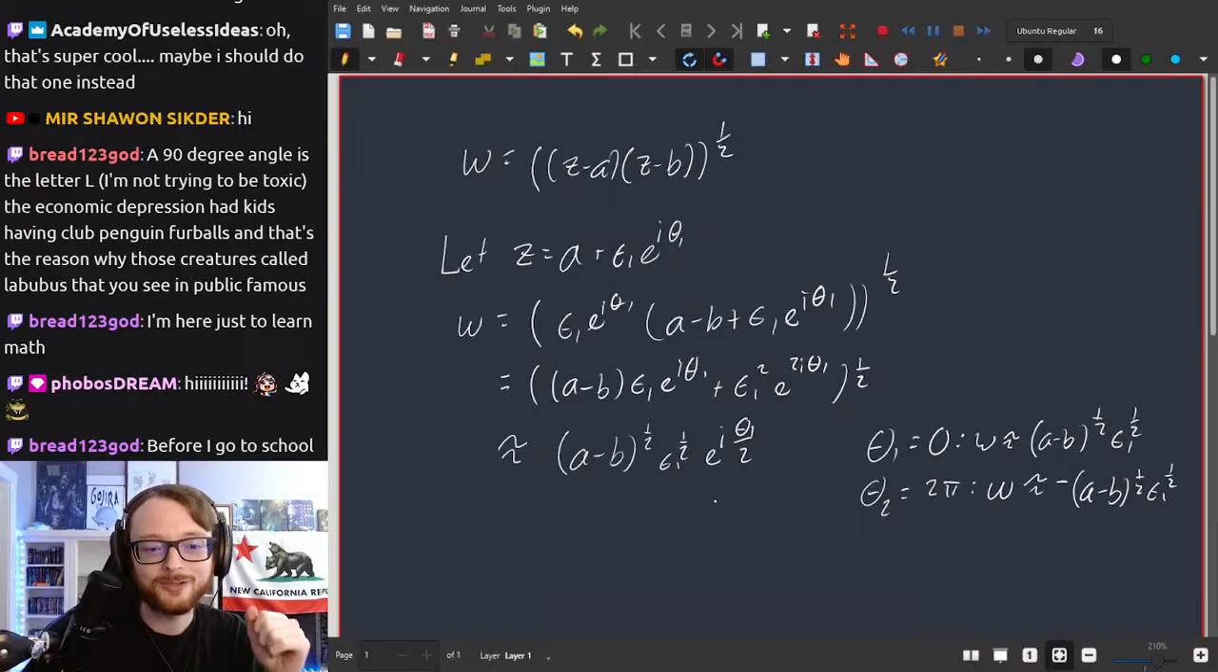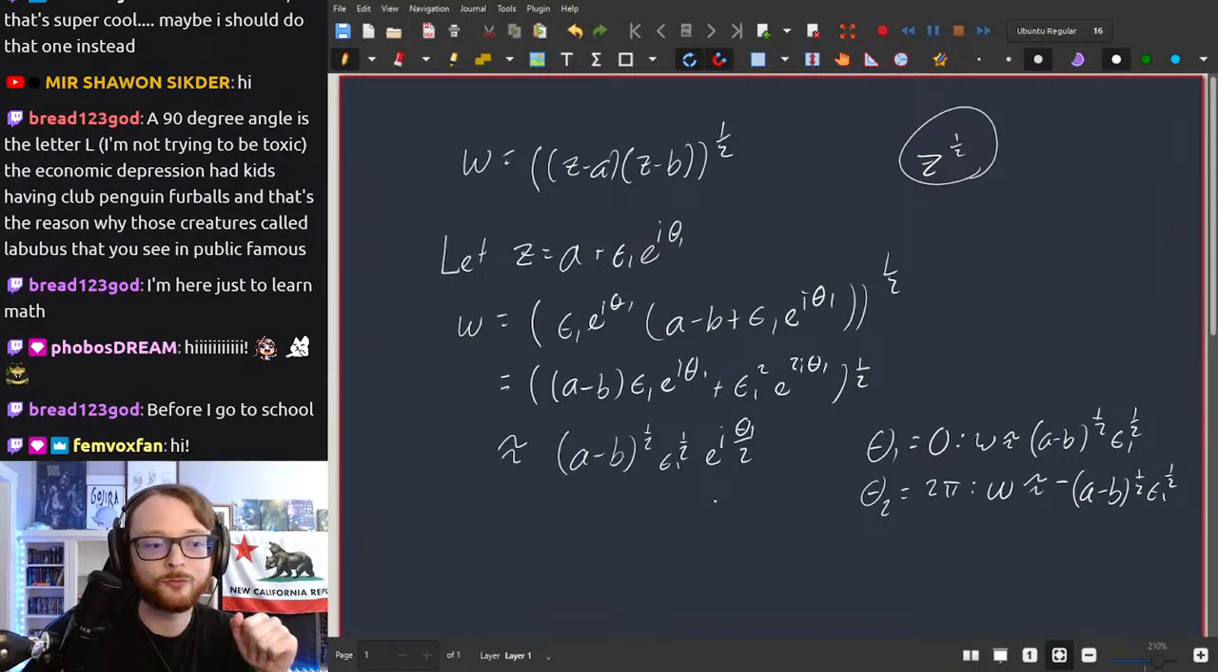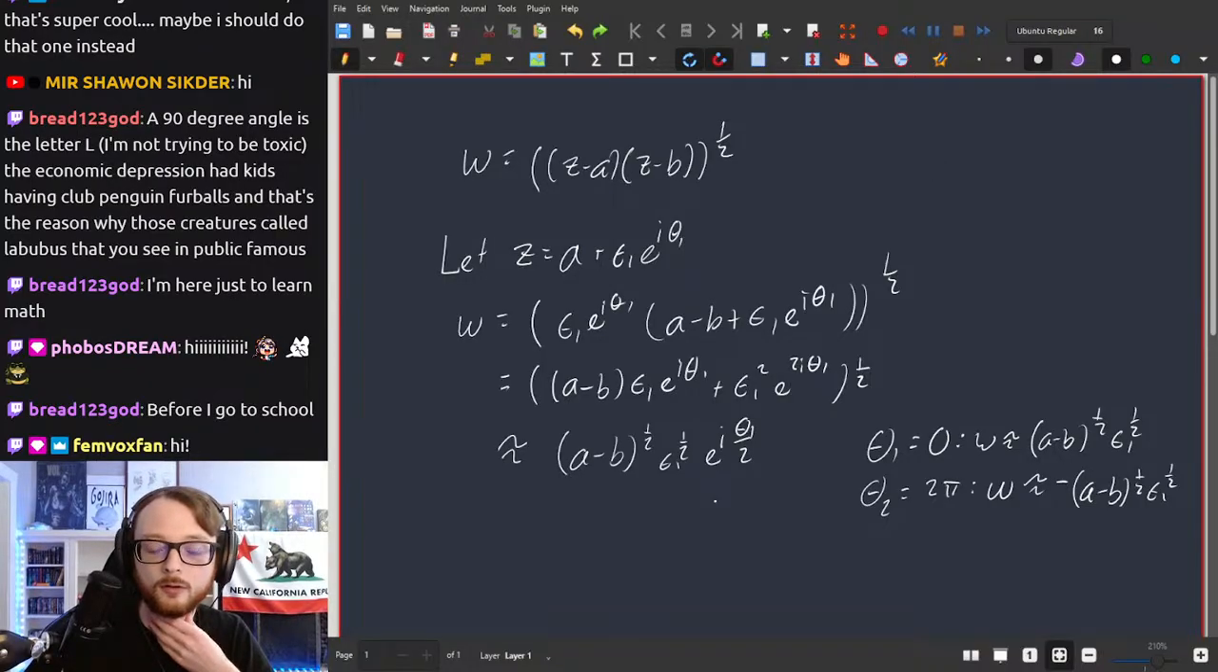Okay, so this helps me realize that this situation isn't so different from just z to the 1/2, where under this mapping the unit circle maps to a half circle. And then when you have this situation, if you go around just one of your branch points, you still get this half circle thing going on, I think. Is that right? I think so.